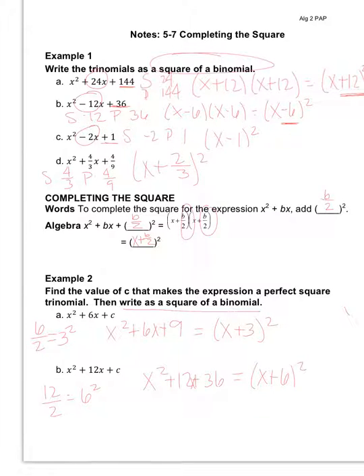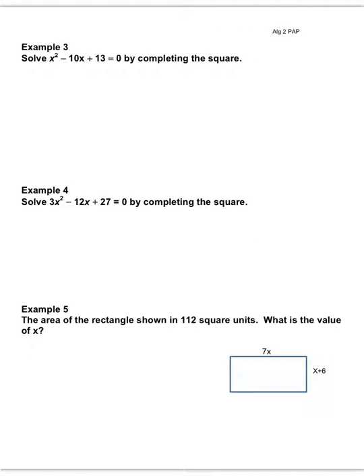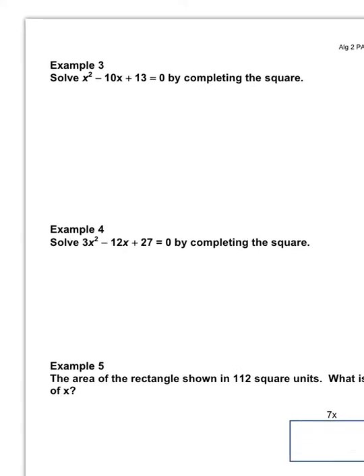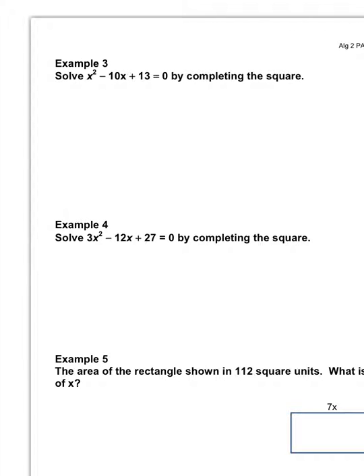Okay, so now notice that when completing the square, your a, which is the coefficient of x squared, is a 1. And notice that we can use this information to actually solve a quadratic equation. So it says on example 3, solve x squared minus 10x plus 3 equals 0 by completing the square.